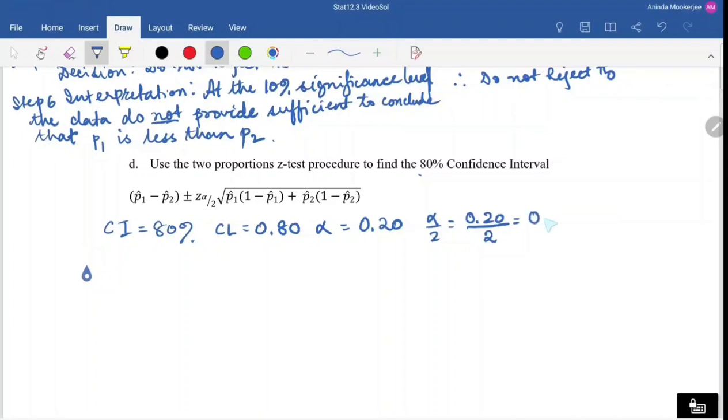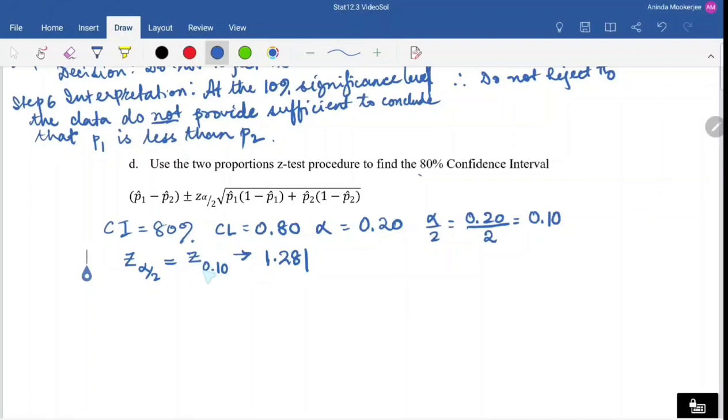0.20 divided by 2 is 0.10, and that's our alpha by 2. Therefore, z of alpha by 2 is actually z of 0.10, which we found previously as 1.281. Now, z of 0.10 will be a positive value because the way we interpret this notation is the z value whose area to the right is 0.10.